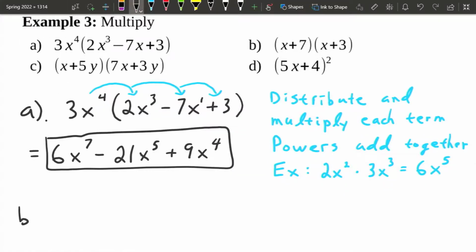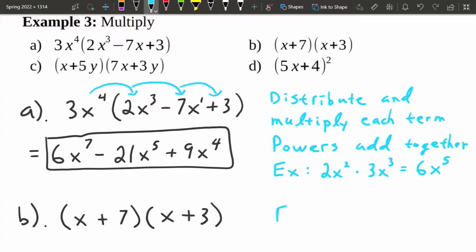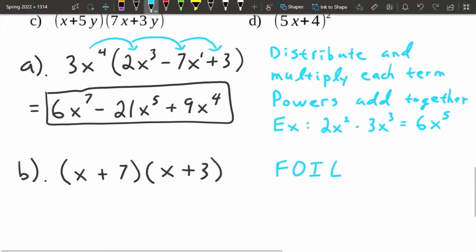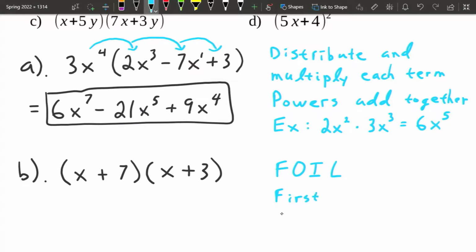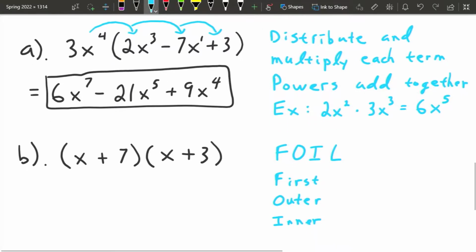Okay, now in the case of something like x plus 7 times x plus 3, we go through a step-by-step process which is often referred to as foiling the two together. FOIL stands for first, outer, inner, and last.